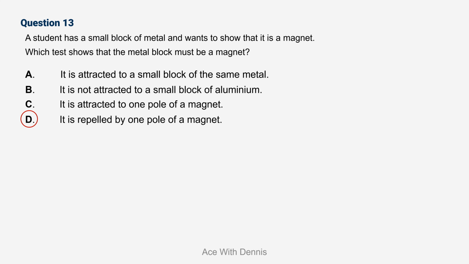The answer is D. It is repelled by one pole of a magnet. Remember, to test whether a material is a magnet or not, the repulsion test will be used. Even if it is attracted to one pole of the magnet, we still can't tell whether this block of metal is a magnet or not, because magnets can attract magnetic materials. Similarly with option A, it is attracted to a small block of the same metal. In this case, this metal may be a magnet, but the small block of metal owned by this student may not be a magnet. Alright, so the answer is D.